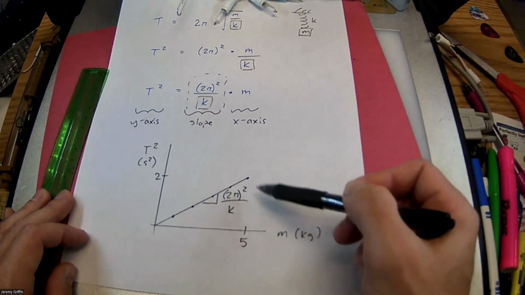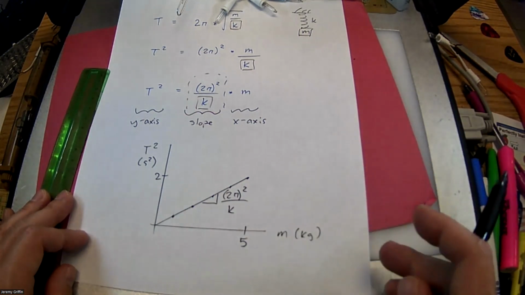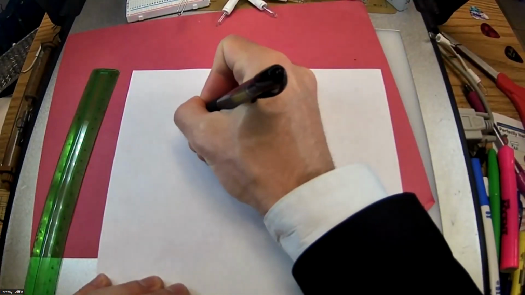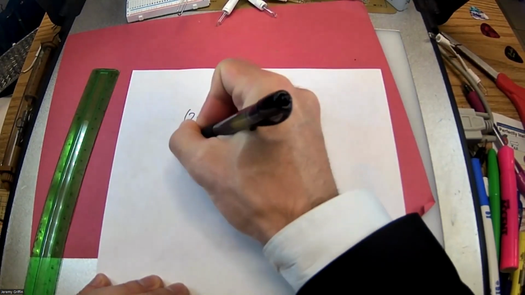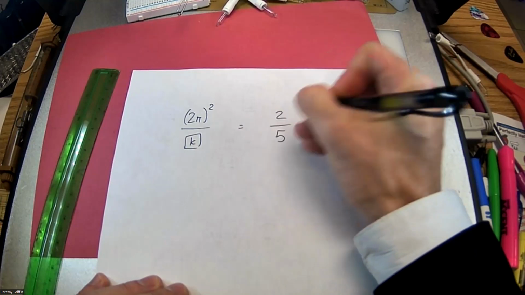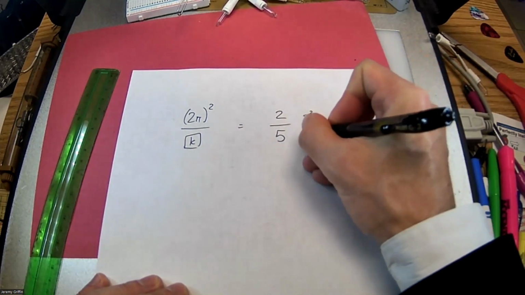And that's equal to, in this case, 2 over 5, right? And then the units, square seconds over kilograms. Okay. So let's do that. Let's do 2 pi quantity squared over k is equal to 2 over 5, and that was like square seconds over kilograms.